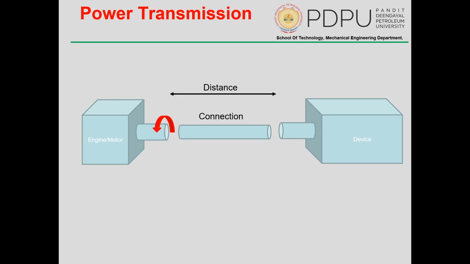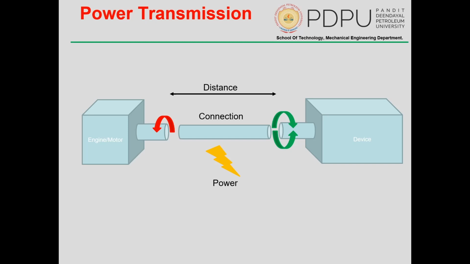Second is the distance between these two shafts. Third is the power, and fourth is the direction of the motion. Sometimes it could be clockwise or it could be reversed, depending upon the requirement. Also sometimes we might need to be able to stop the device without actually stopping the engine. So these are the parameters that are required.